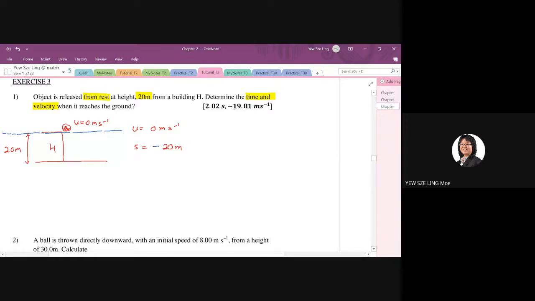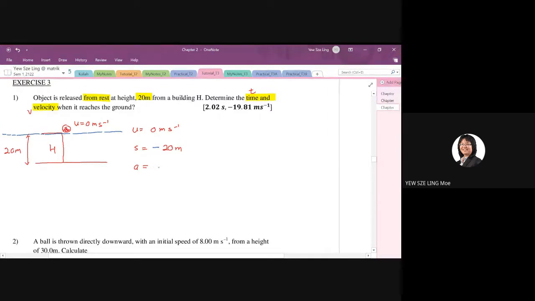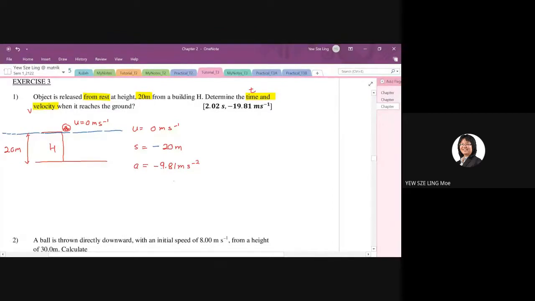And then it asks for time and also velocity. If you notice, what is missing? Acceleration is missing. So when it comes to vertical motion, the moment you release the object, the moment the object leaves your hand, it means the object is now moving in free fall motion. So in that case, a is equal to negative 9.81 m/s², because now the object is in free fall motion.